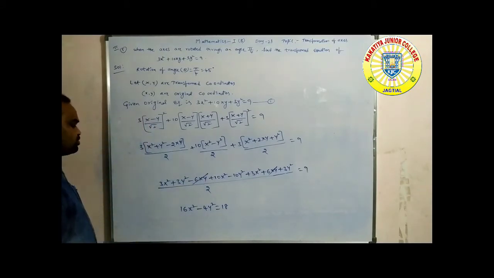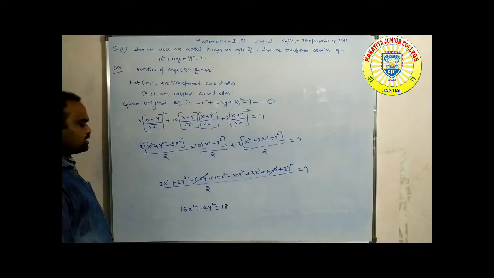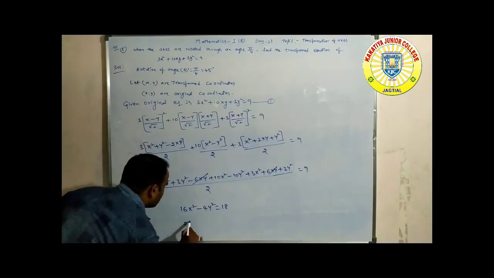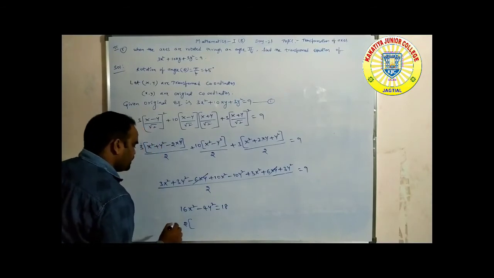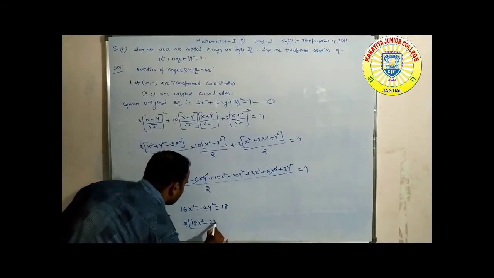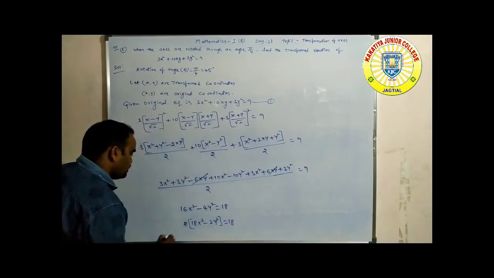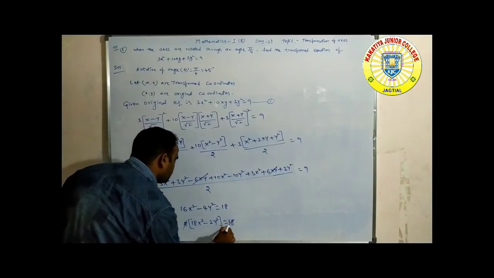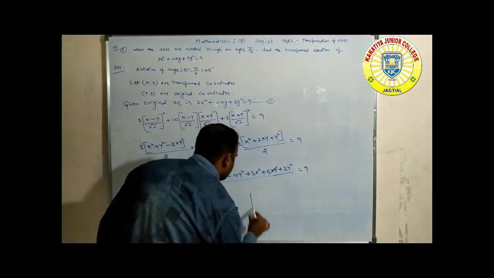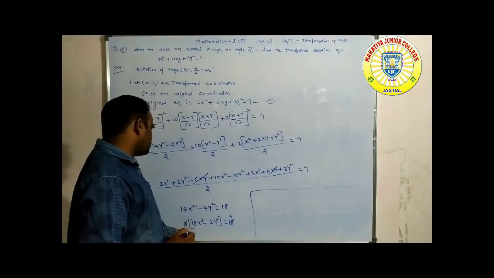In all the terms we can take the common factor. There 18 is there, that's why 18 is not cancelled by 4. We are taking the common 2. So 18x square minus 2y square is equal to 18. 2 ones are 2, 2 nines are 18. Remaining value, what is the here? 16x.